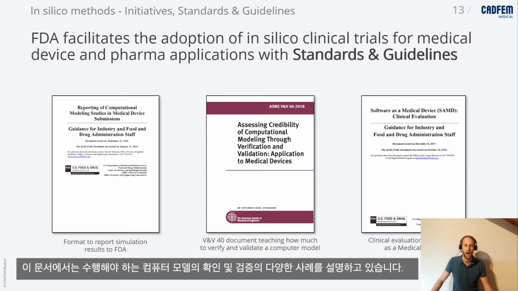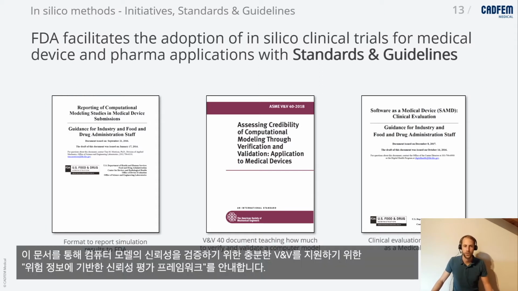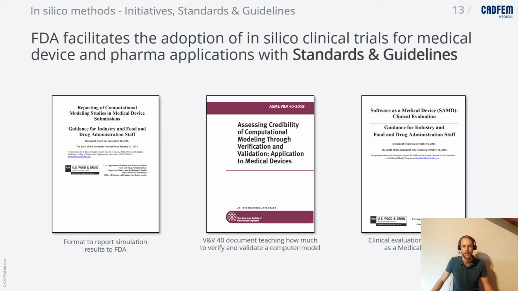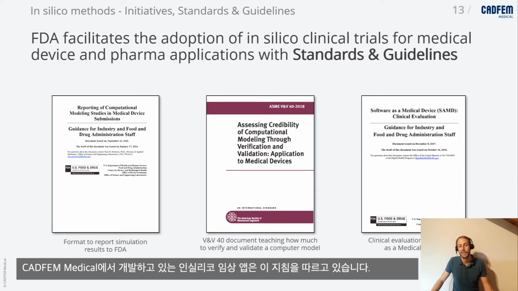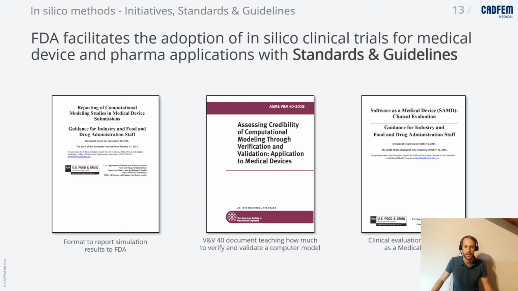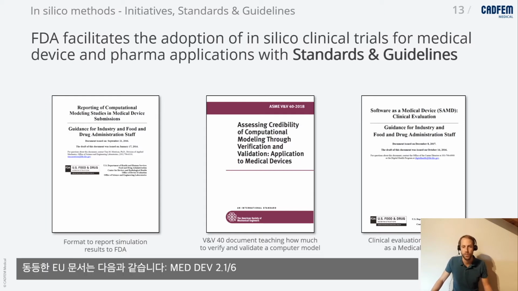This document teaches you how much verification and validation of your computer models has to be performed and how to assess the model credibility based on the influence and risk of a computer model. This document guides you through a so-called risk-informed credibility assessment framework to support your computer models with the necessary and sufficient verification and validation. For the sake of completeness, you see on the right side the FDA guidance for software as a medical device. In silico clinical apps that we develop at CADFEM Medical can be clinically evaluated after this guidance. The equivalent EU document would be the MEDDEV 2.16.